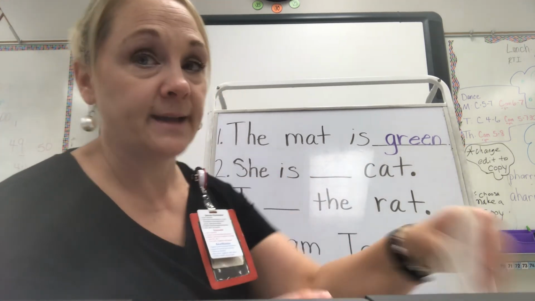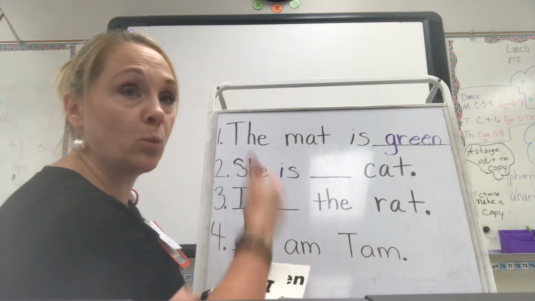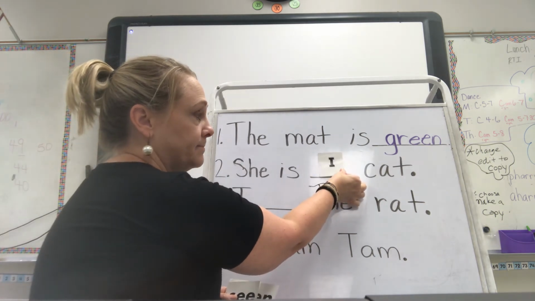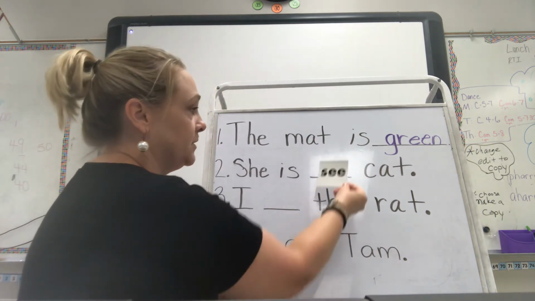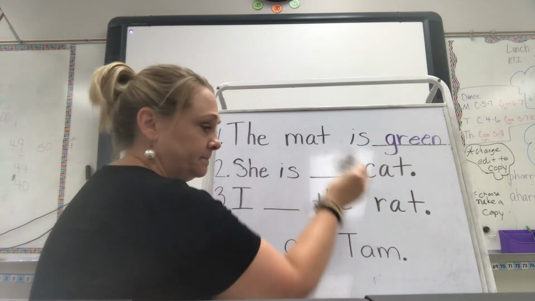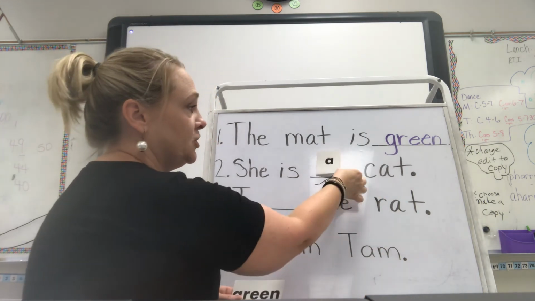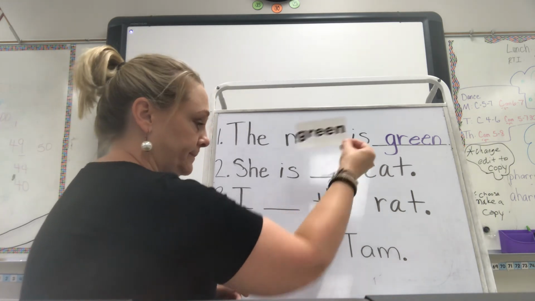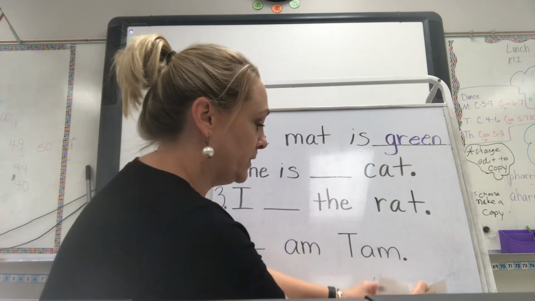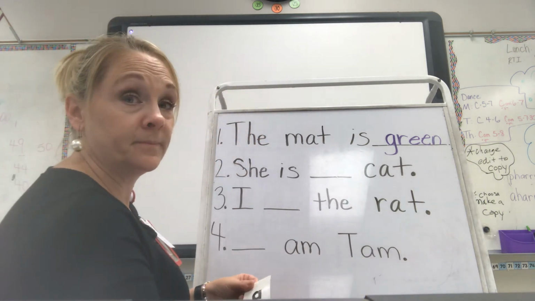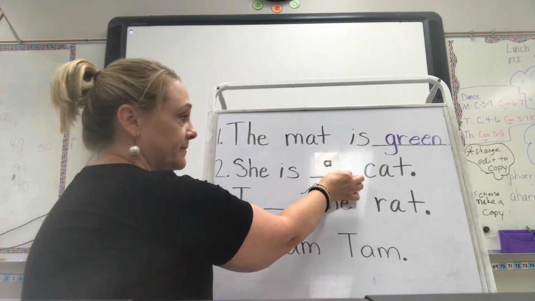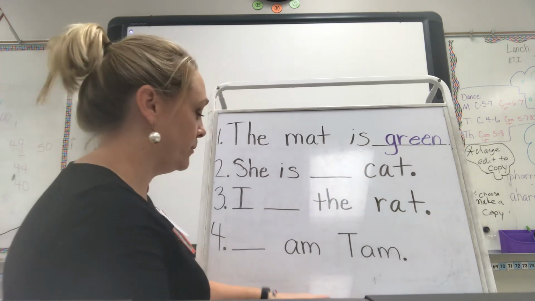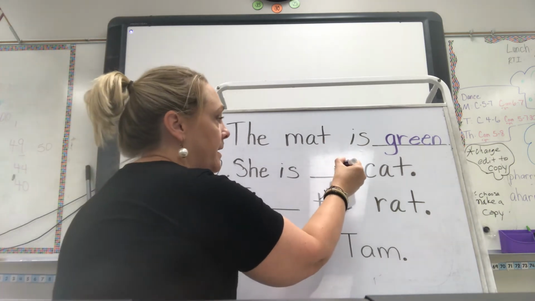Okay, the next choice we have, our next sentence, number 2, she is blank cat. Which high frequency word would go well to complete this sentence? She is I cat. She is see cat. She is a cat. Or she is green cat. What do you think would go well to complete the sentence? If you said a, very good. She is a cat.